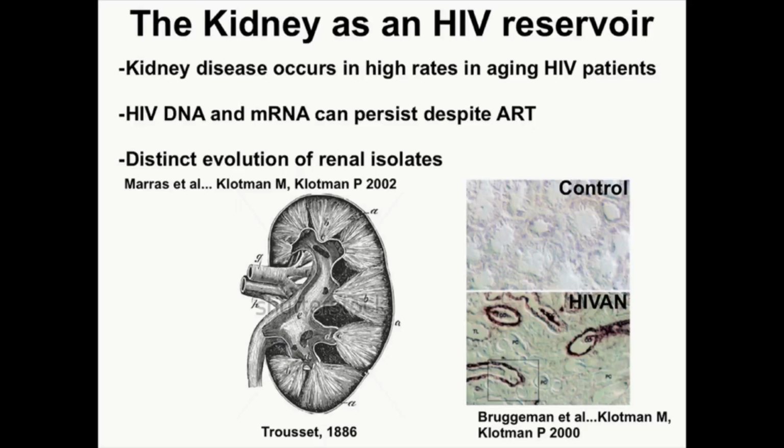And so HIVAN is one of these HIV-associated nephropathies, or kidney diseases, that are associated with this viral infection. And importantly, getting back to this idea of evolution or genome instability, it's also been seen that in the kidney, you can have distinct evolution of these renal isolates, meaning that you can have viral sequences that are changing over time.